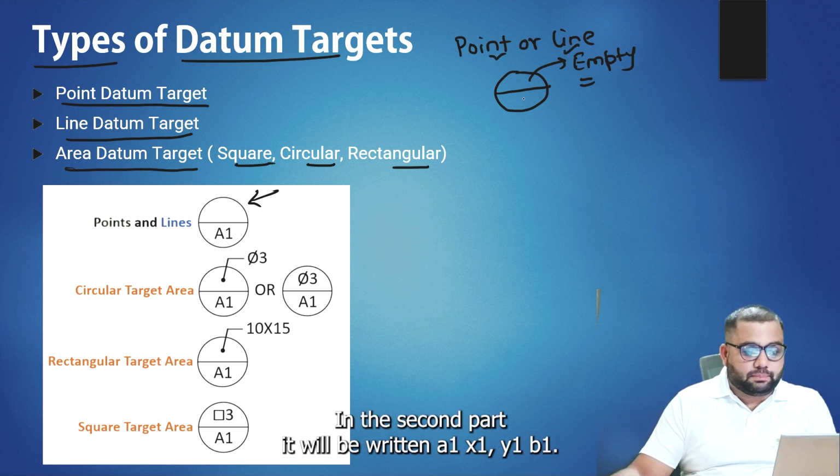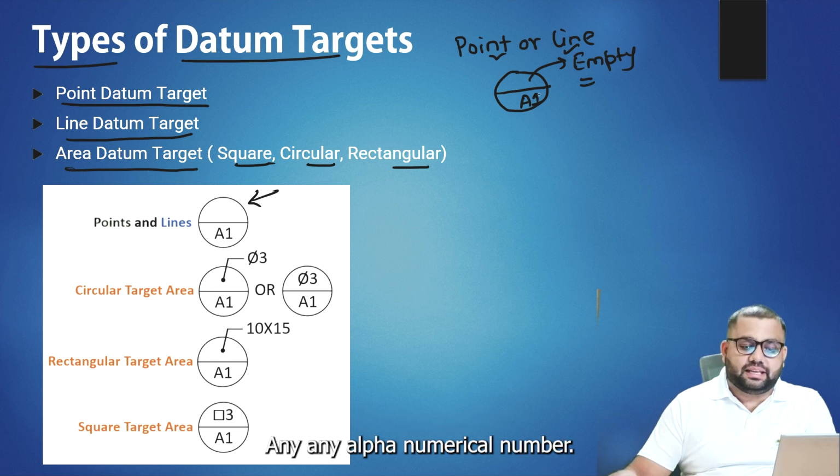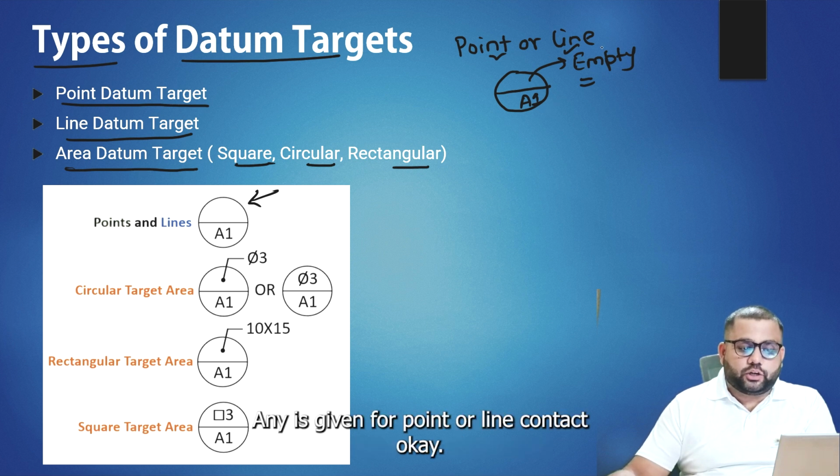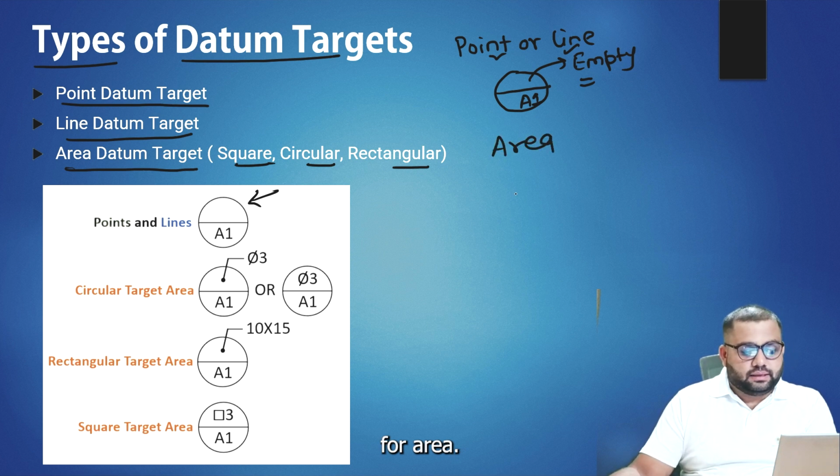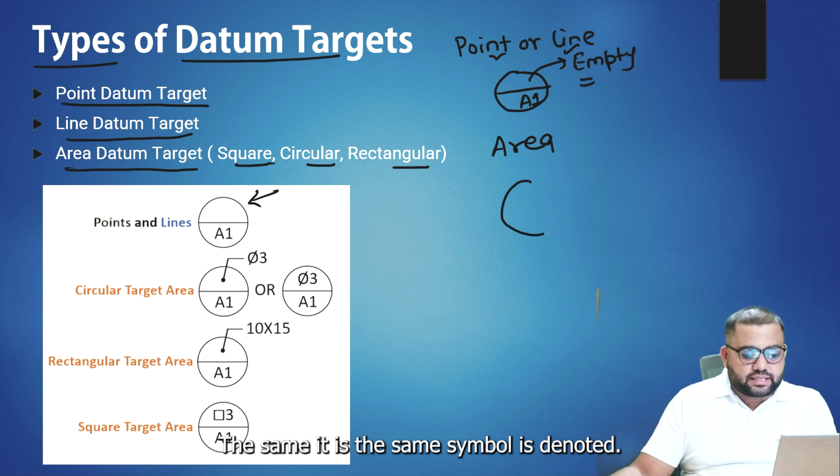In the second part, it will be written A1, X1, Y1, B1, any alphanumeric number. Any alphanumeric number is given for a point or line contact. For an area, the same symbol is denoted.